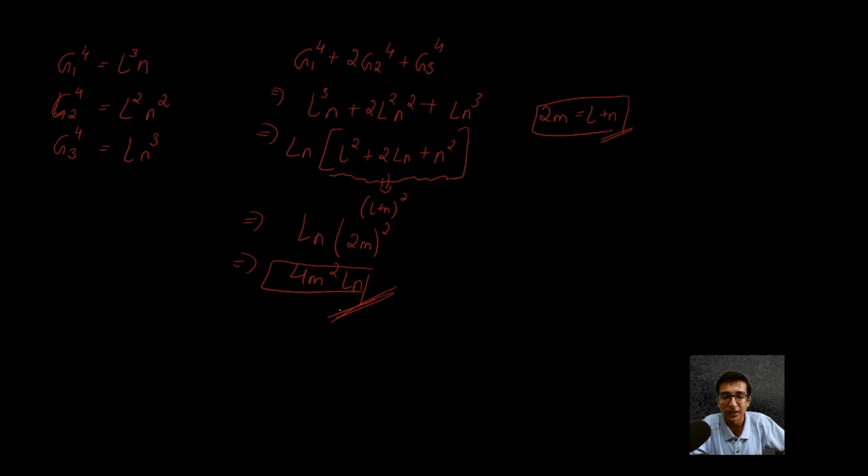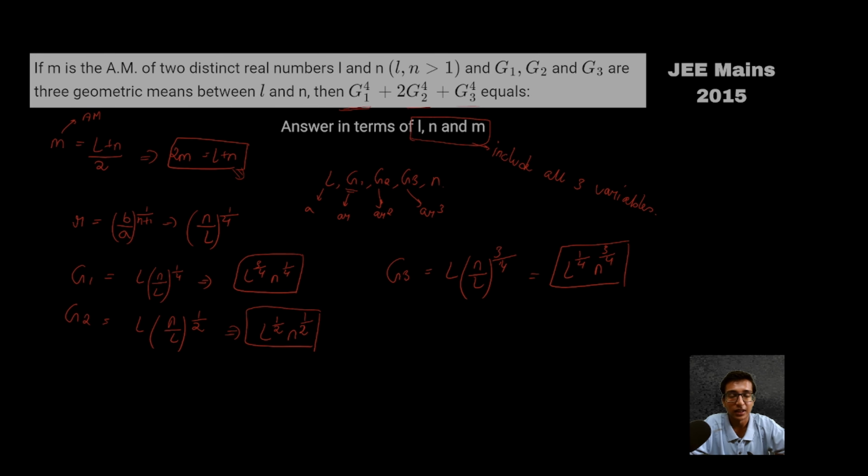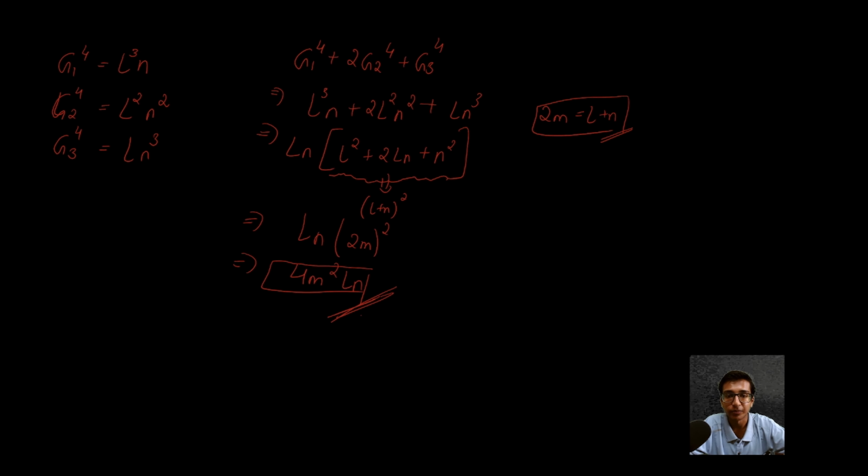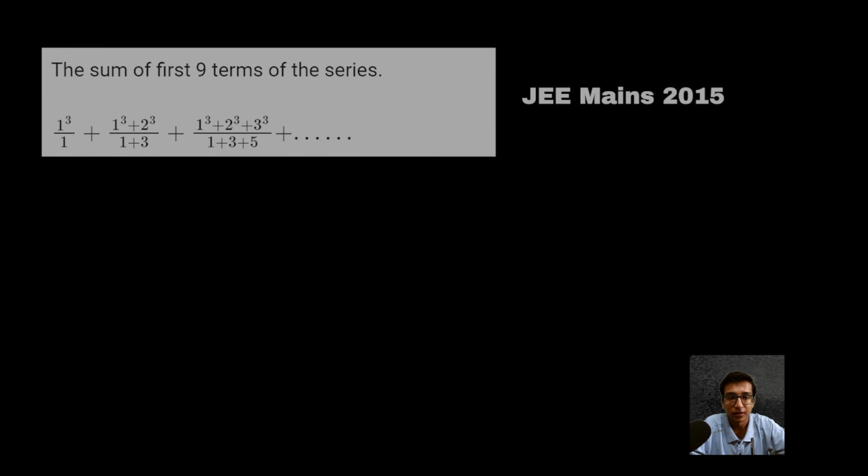There were options given in the question. You had to find the most suited option according to this equation. This was an easy question, only formula based, and this was asked in JEE Mains 2015. Now let's look at another question. In JEE Mains 2015, there were two questions from sequence and series asked in the same paper. This was the second one. Let's look at this.